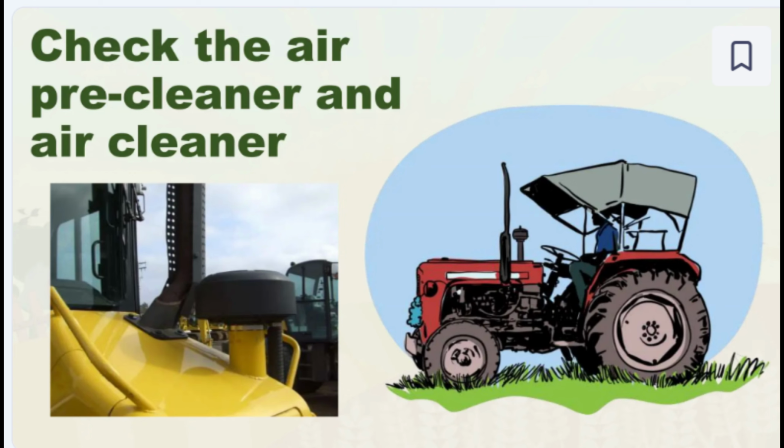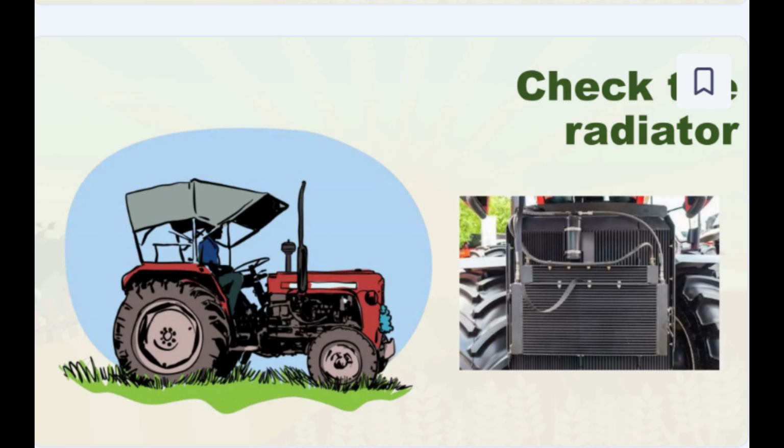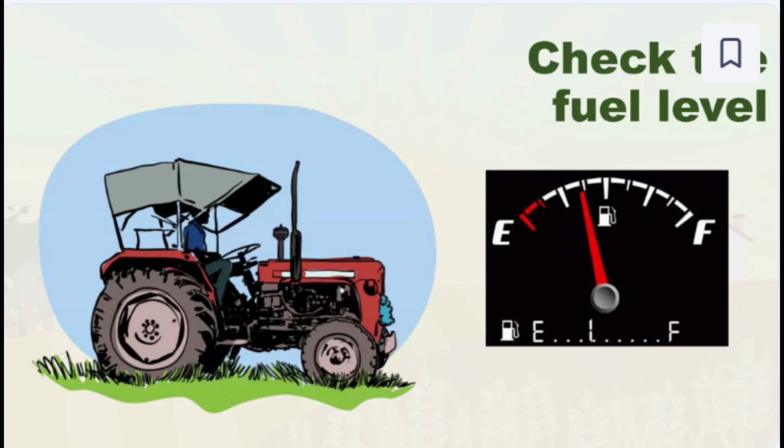5. Check the air pre-cleaner and air cleaner. Remove and shake out any dirt in the air cleaner so that it can easily take dirt out of your engine, and make sure that no dirt or other unnecessary particles go into your tractor and damage the engine. 6. Check the radiator. Slowly remove the red cap and check the liquid level. You will need to check it to make sure that the operation of the tractor is safe.